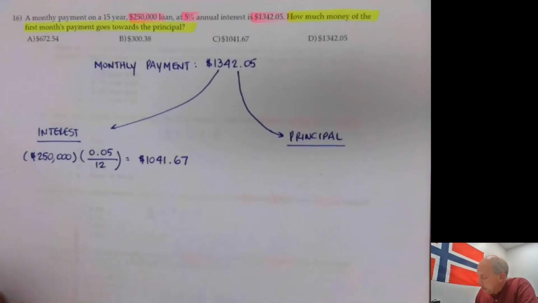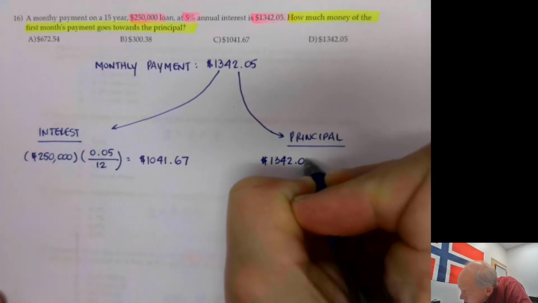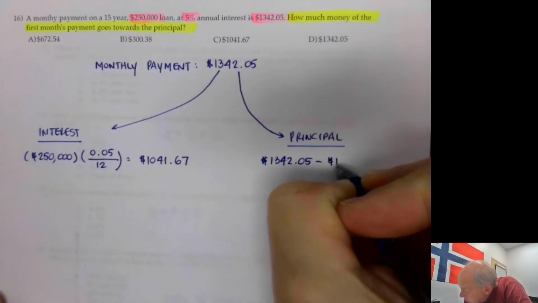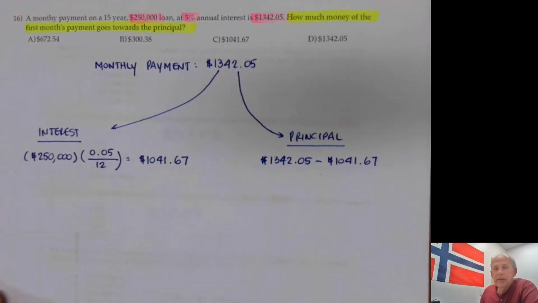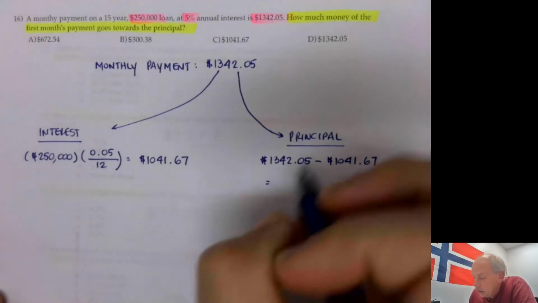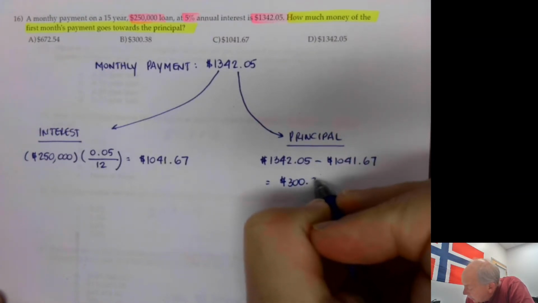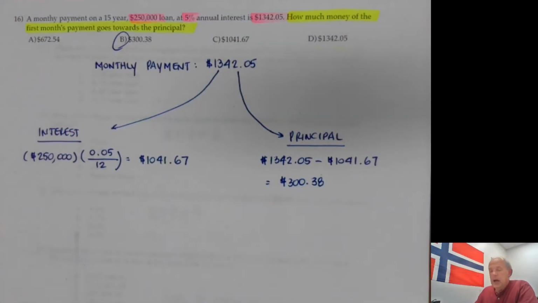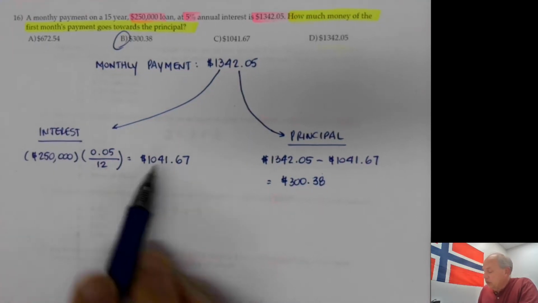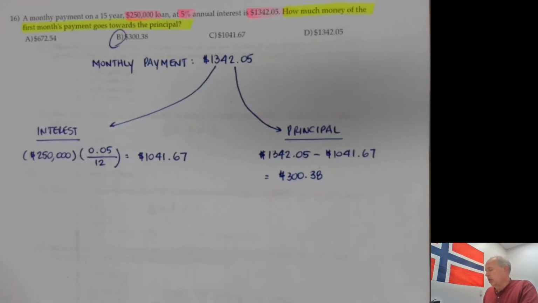Now, towards the principal, we take a look at the monthly payment. We're going to subtract this amount that was gobbled up by the interest beast, and the amount that's left over actually goes towards paying off the loan amount. Not a whole lot, but at least it's some. $300.38 goes towards paying the loan amount. That the interest beast took, that is what's left over from your monthly payment. There is number 16.